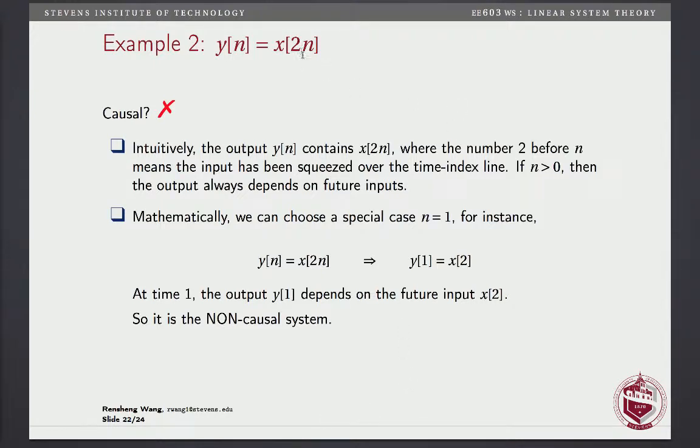How about causal here? No, this is not causal. The reason is you have 2 times n for the input. That means the input has been squeezed over the time index line. If n is greater than 0, the output always depends on future inputs. Mathematically, you can also choose one special case. Let's say n equals 1. You have y(1) as output, but the input is x(2). For time 1, x(2) is in the future because 2 is greater than 1, so x(2) is a future input. So that's a non-causal system.